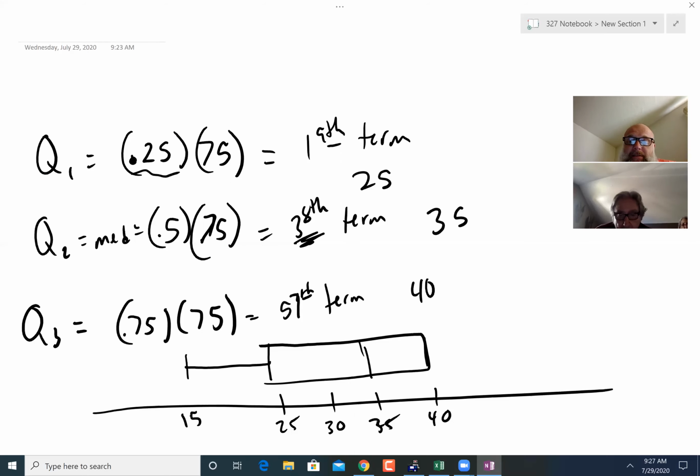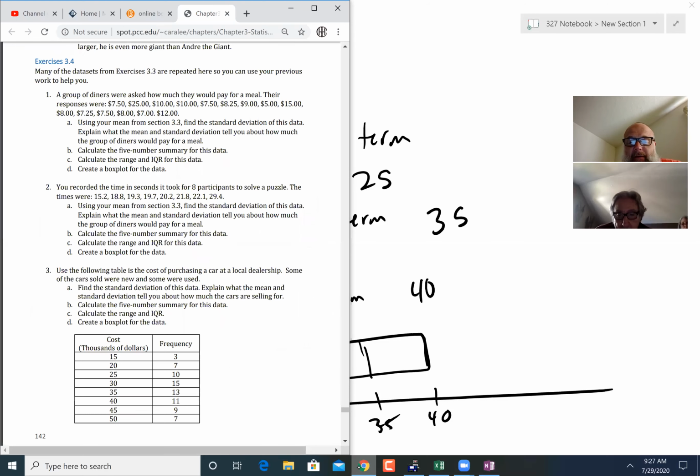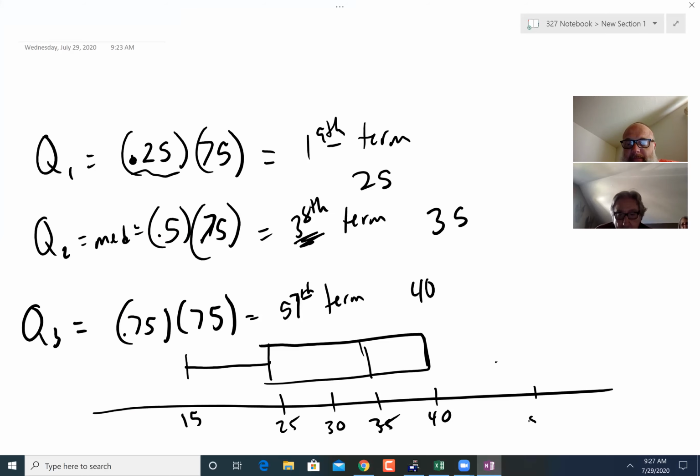And if you add 22.5 to 40, you get 62.5. We don't have any up there either. So it's going to be over here at 50. Done.